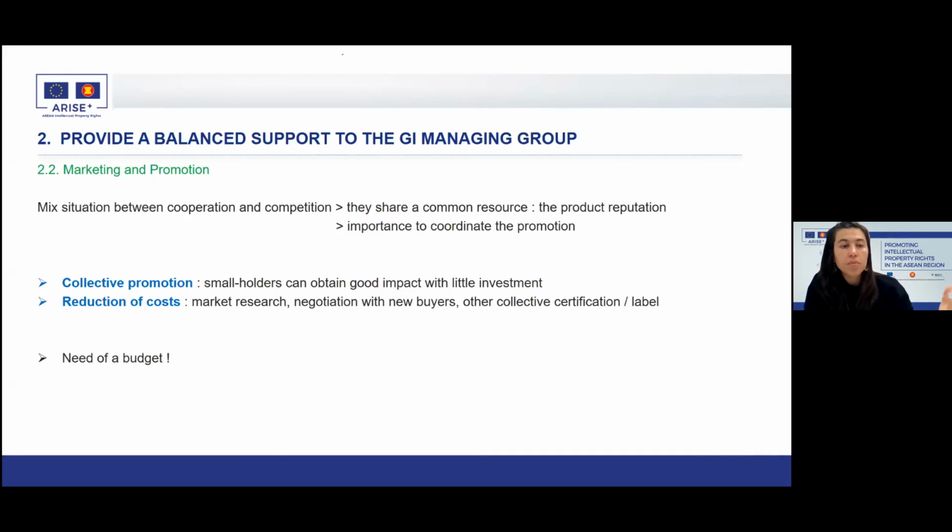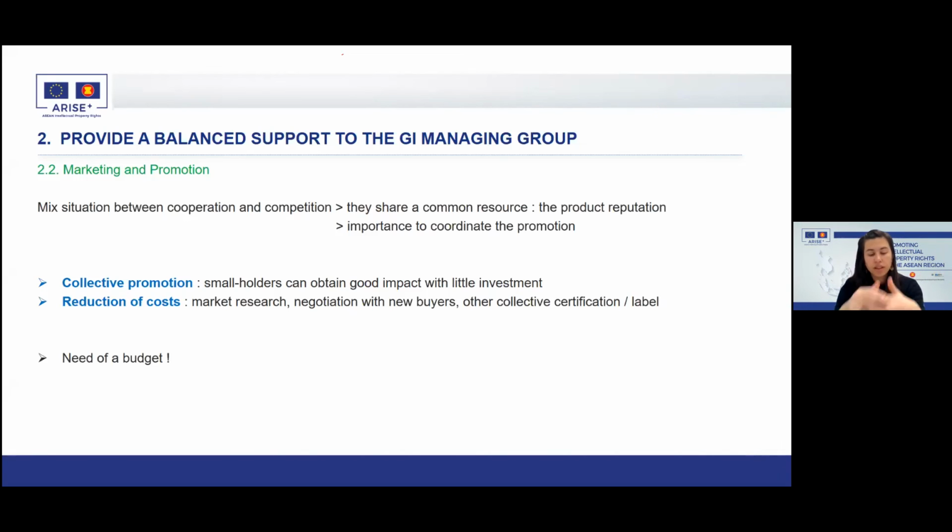Also, it will enable a reduction of costs. The GI managing group will do the research for markets, will maybe negotiate with new buyers, and will also get information if the farmers or sellers have an idea to develop a new certification or new label. It will be done by the group. So you will not be the only one doing everything individually all the time.